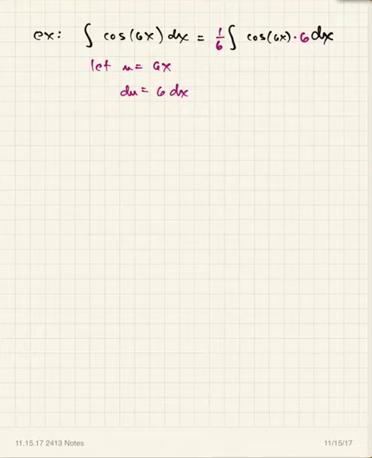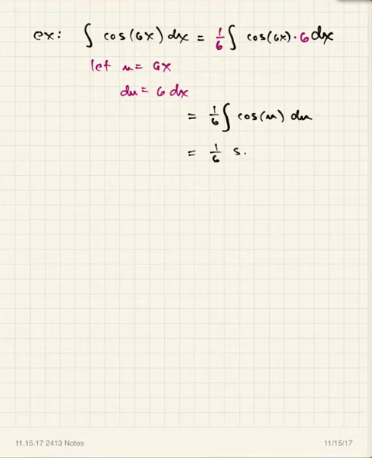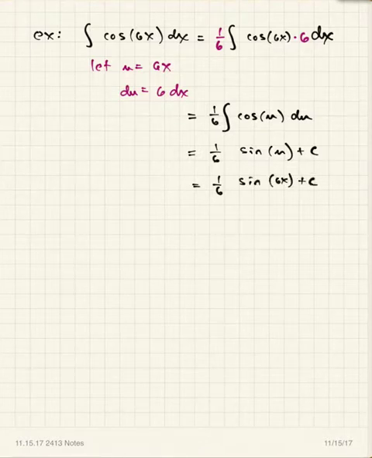Okay, and so once you've done this, we can make the substitution. You get 1/6 times the integral of cosine of 6x, so that would be cosine of u, and then 6 dx would be du. And sure enough, I get a basic integral form. So this would be 1/6 times sine u plus an arbitrary constant c, and then u is 6x, so you get 1/6 times sine of 6x plus c. And there's my antiderivative.